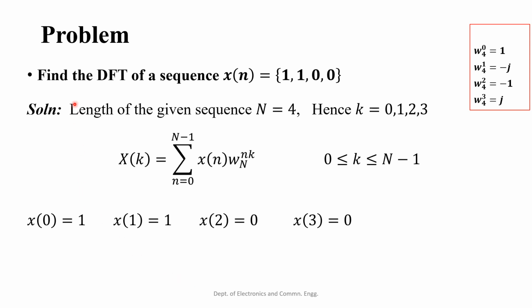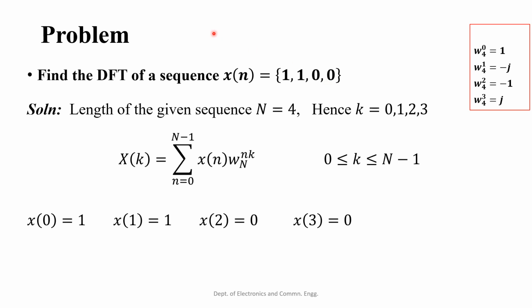Now let us get into the calculation of DFT of a given sequence. Let us go through the problem statement. Find the DFT of a sequence x of n is equal to 1, 1, 0, 0.